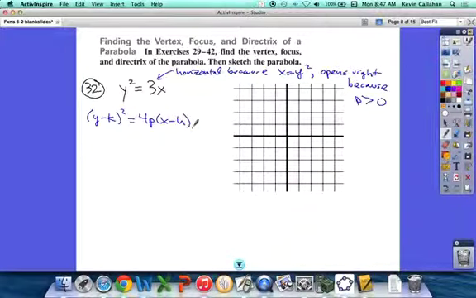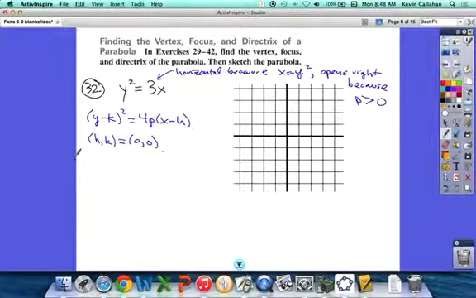So when I ask what's the vertex, it's asking what is being subtracted from y and from x. Is anything being subtracted from y before you square it? So it's 0. Same thing over here. You've got 4p times x minus h, but here there is nothing being subtracted from x. So what is the vertex? It's 0, 0. It's the origin. So the h, k in our case here is 0, 0.